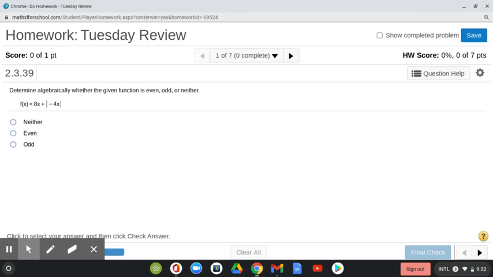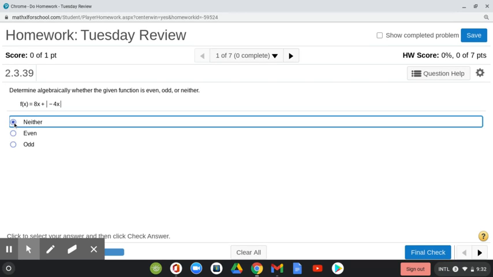All right. So the first question has to do with even odd functions. If a function is even, that means you put in negative x and you get the same function back. If a function is odd, then you put in negative x and you get the opposite, or the negative, of the function back. Now, looking at this, if I put in negative x, it's going to change the 8x, but it is not going to change what's in the absolute value. So this one is neither even or odd.